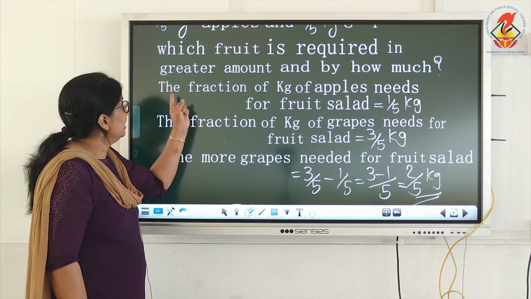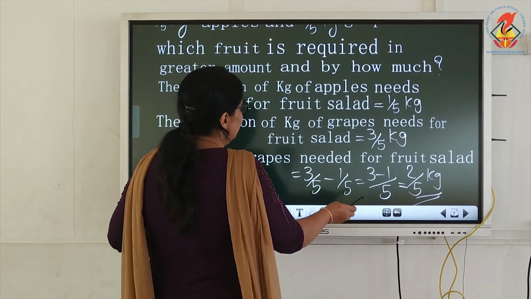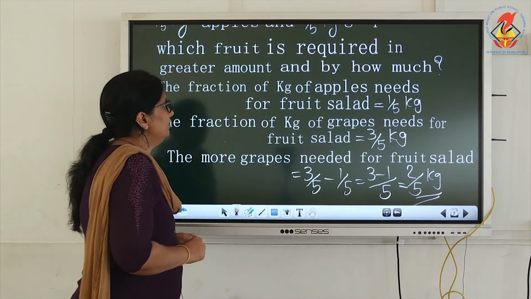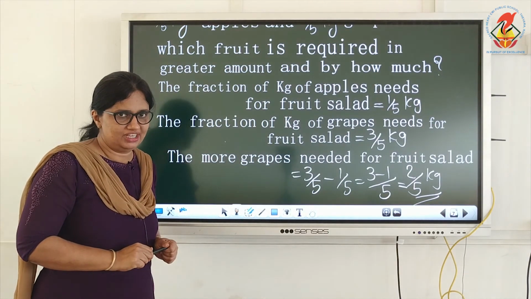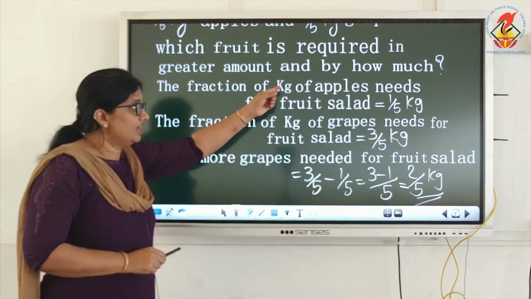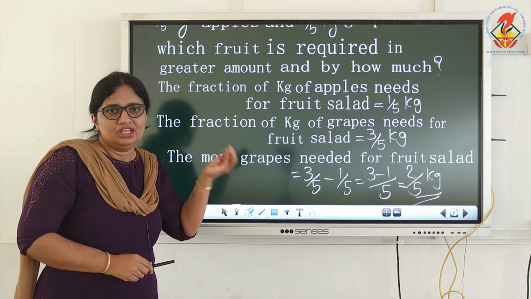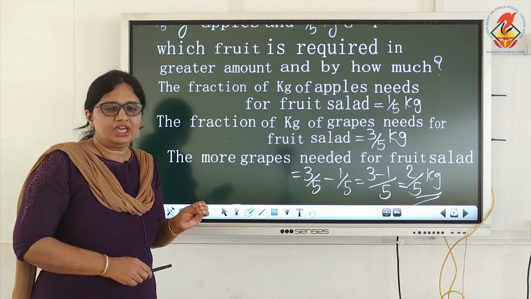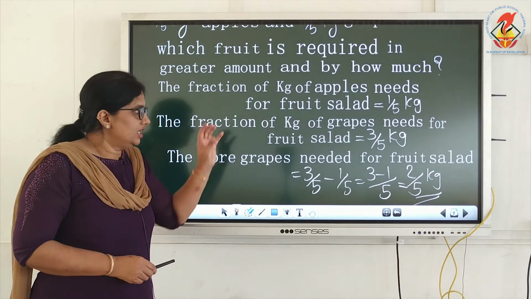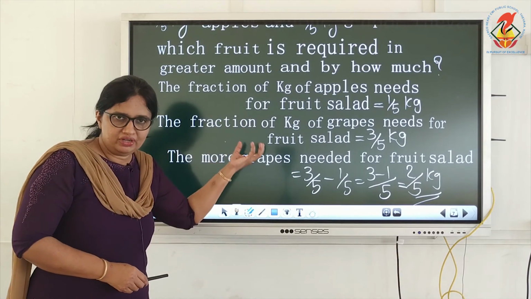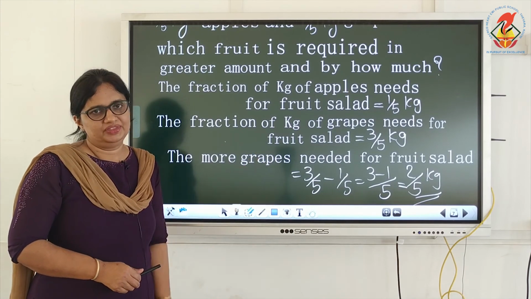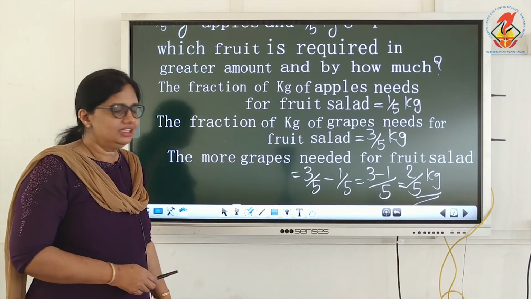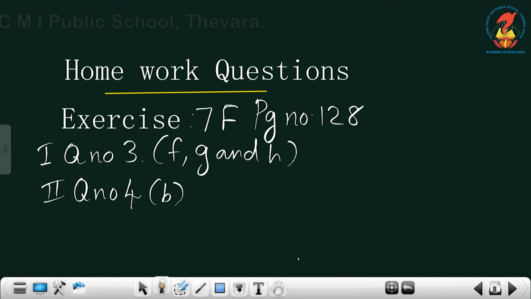What is the question here? You look at the question. Which fruit is required in greater amount? That is grapes only. And after that they are asking how much more? That also we need to find. How can we find it? We need to subtract the amount of grapes minus the amount of apples. You will get the answer only. Is it clear?